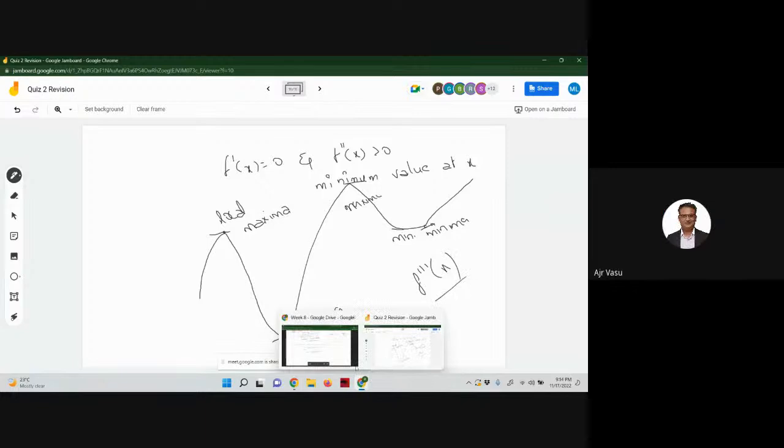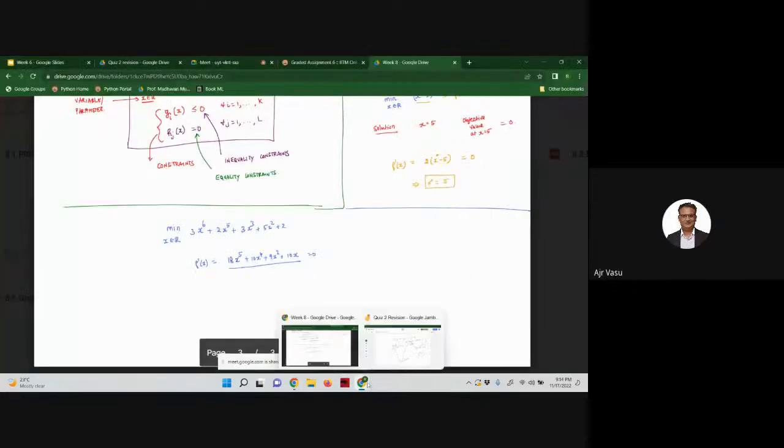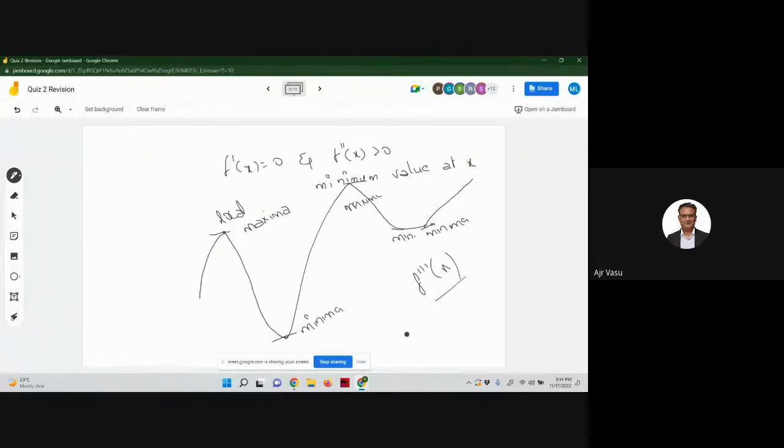Okay, my question was, if f double dash x is zero, what do we conclude? Is it a saddle point? Yeah, that's a saddle point. Okay, thanks. See, you have your x cube, right? For x cube, what's the graph going to be? Yeah, that's a standard thing.